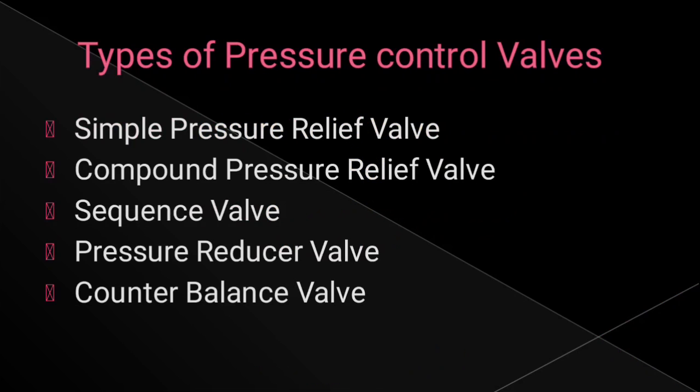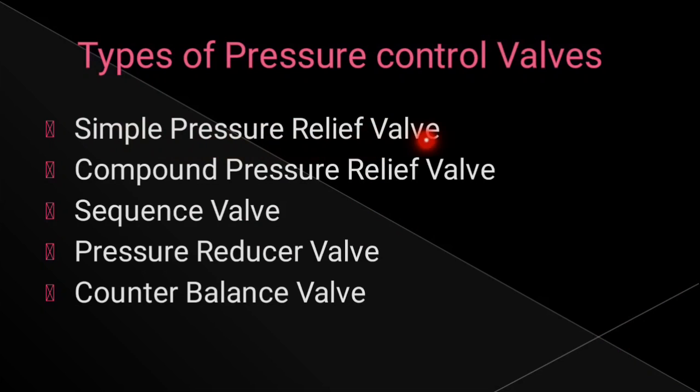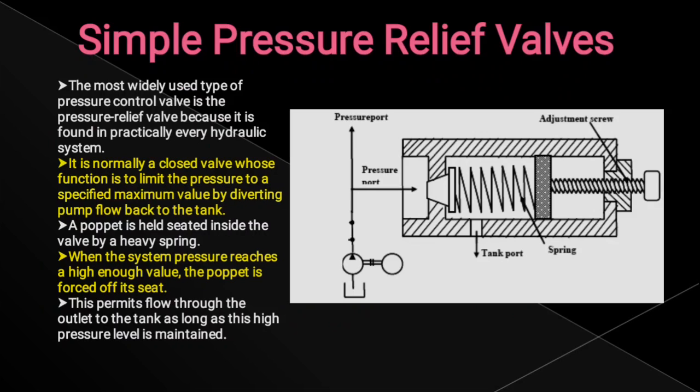We will see the types of pressure control valves. The first one is the simple pressure relief valve. Second is the compound pressure relief valve. Next, sequence valves, pressure reducer valves, and counterbalance valves. So these five types of pressure control valves we are going to discuss in this topic. First, we discuss the simple pressure relief valve.